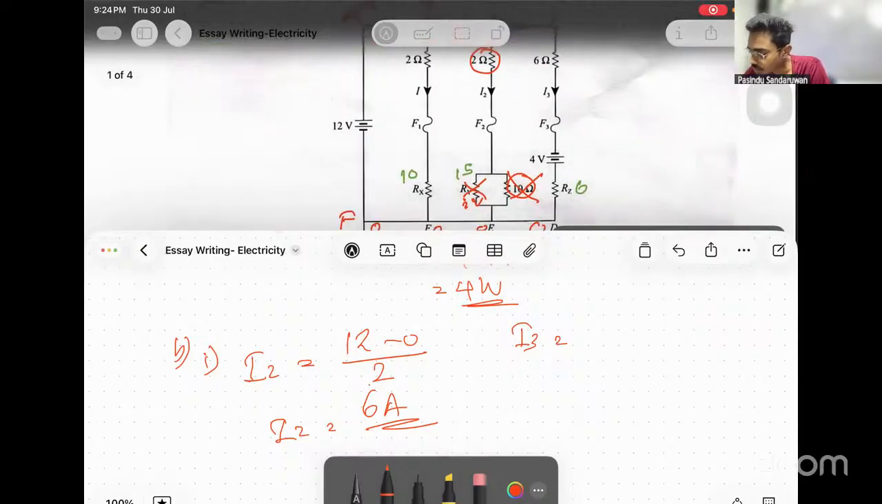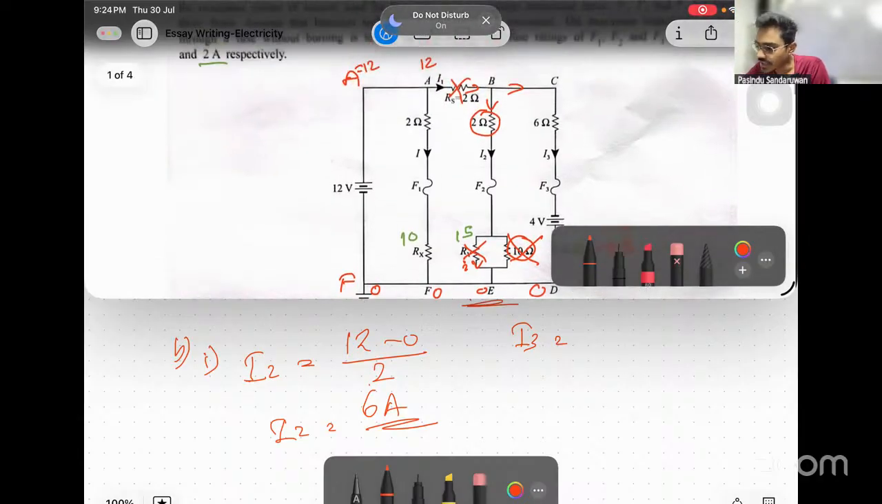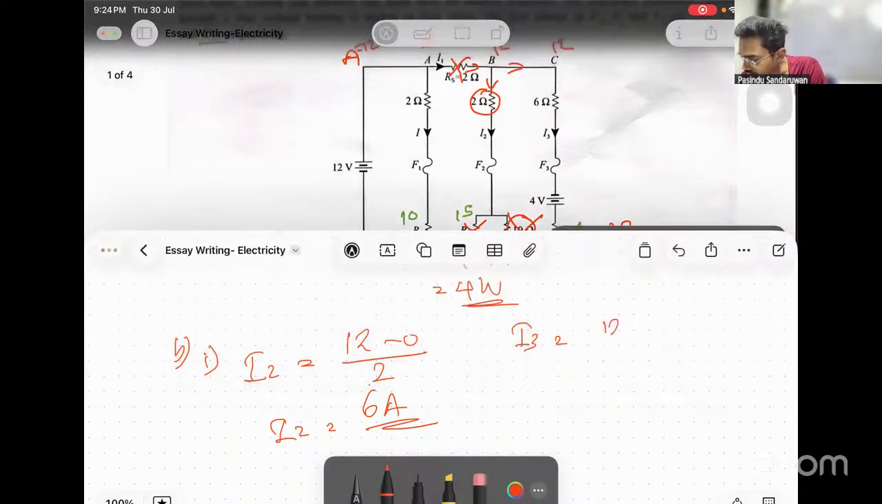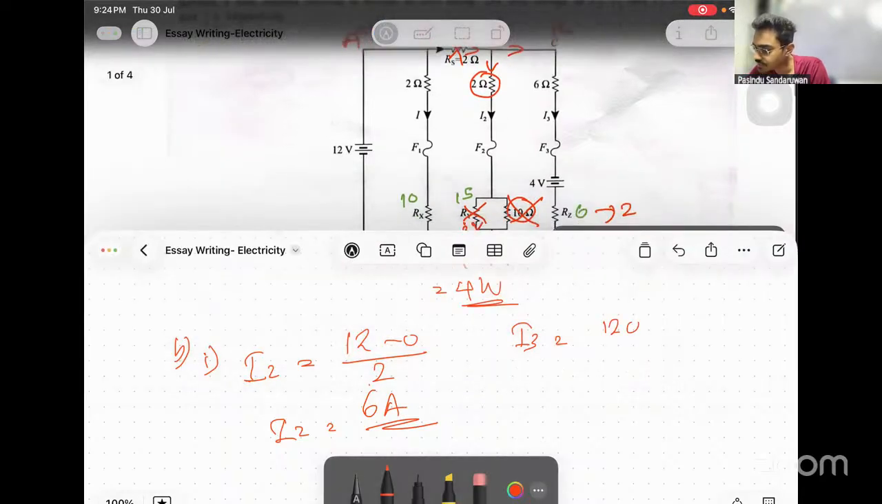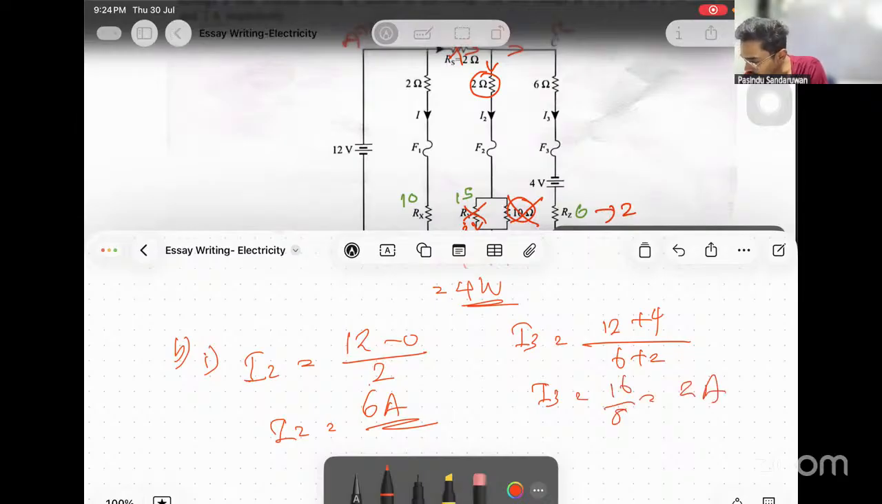It says Rc drops from 6 to 2. Then I3: if VB is 12, this is also 12 now. Then the potential difference is 12 minus 0. Potential difference, 12 plus 4 over 6 plus 2. Then I3 equals 12 plus 4, 16, over 8, so 2 amperes.